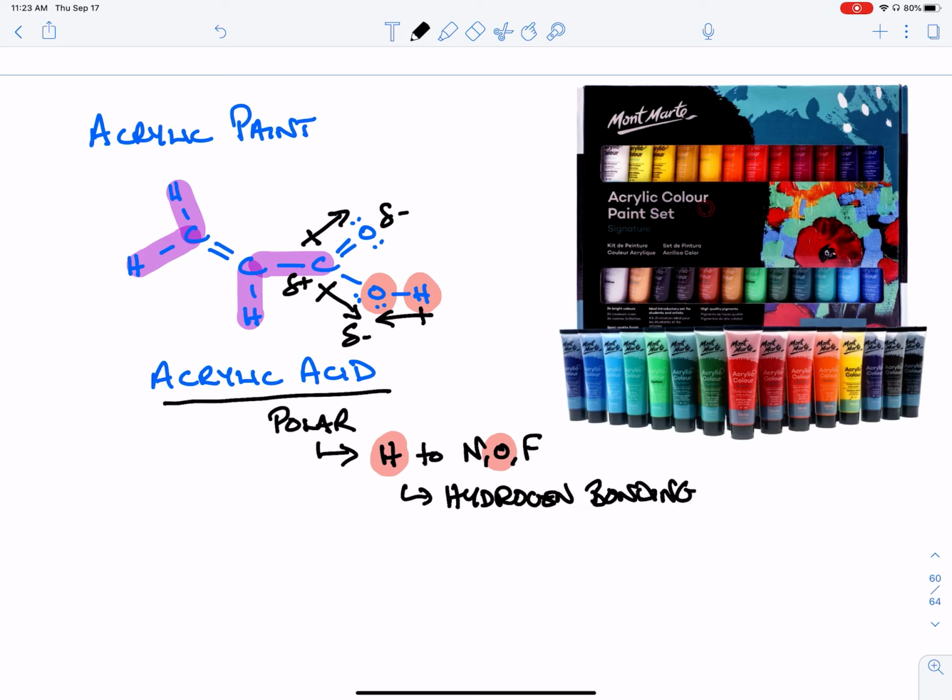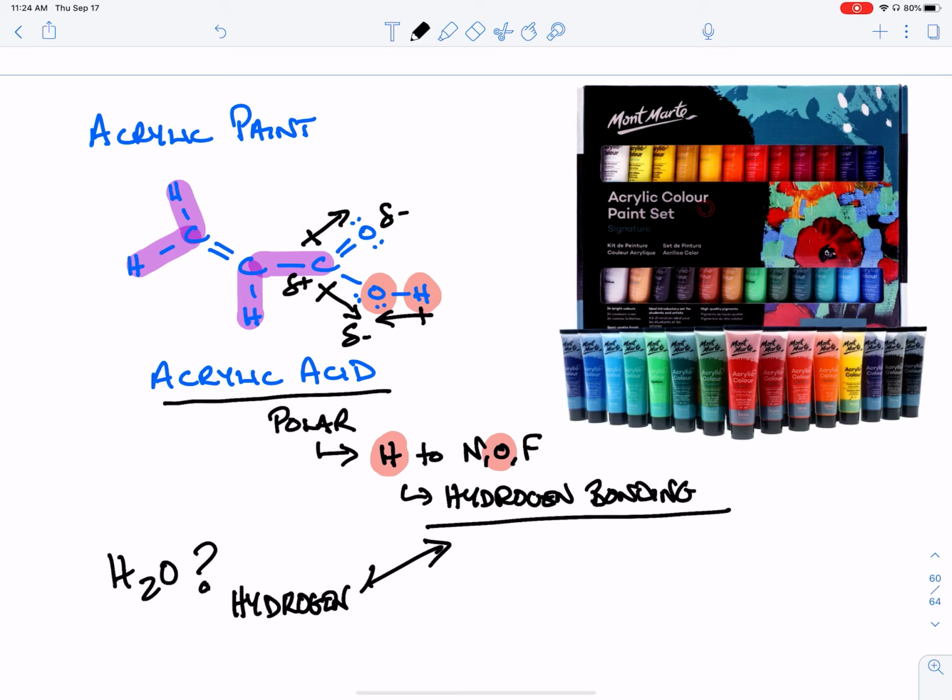And then you would say, well, if I spilt acrylic paint all over my best shirt, what am I going to use to get it out? Or if I wanted to dilute this, what would I dilute it with? Would I use water? Well, this has hydrogen bonding in it, acrylic paint or acrylic acid, and because it has hydrogen bonding and water has hydrogen bonding, is a polar solvent, these two would dissolve, they would mix, because they have the same intermolecular forces.